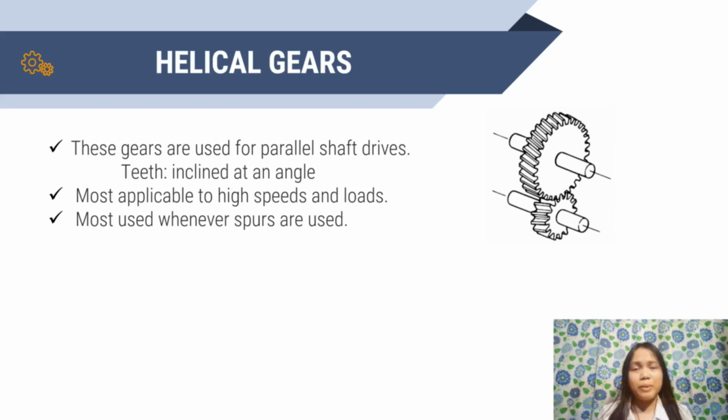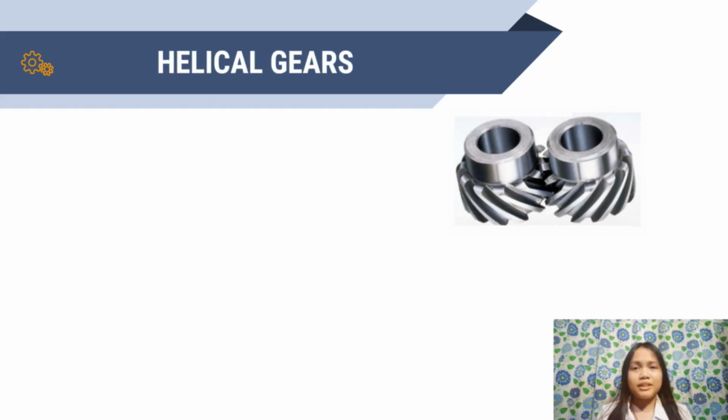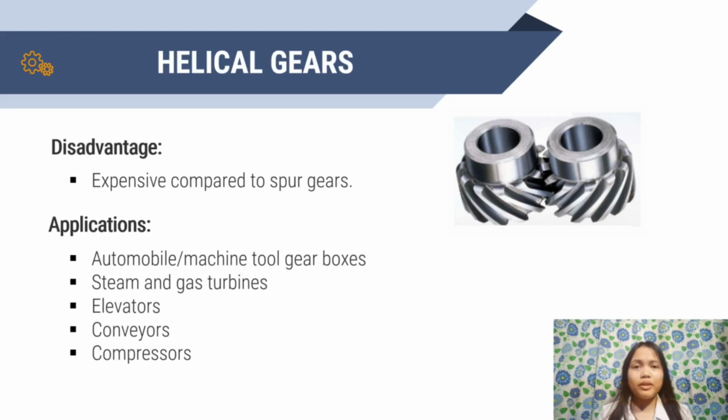Helical gears contain special teeth that are placed at a particular angle to the shaft. This leads to more than one tooth being in touch during the function, making the gear capable of tolerating more load. This configuration also allows helical gears to perform quieter and smoother than spur gears because of the load sharing between teeth. However, helical gears are more expensive compared to spur gears. Helical gears are commonly found in automobile or machine tool gearboxes, steam and gas turbines, elevators, conveyors, compressors, and so on.